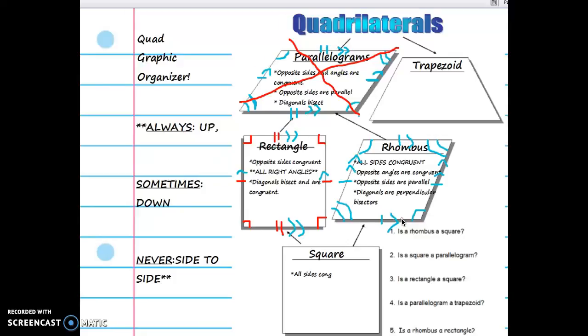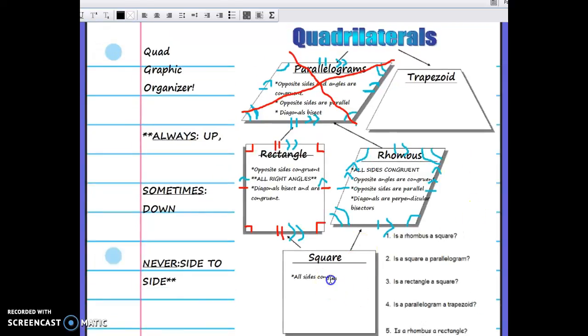Okay, square. So all sides are congruent. We have 4 right angles. So say all angles are right. Congruent, perpendicular bisectors. And opposite sides are parallel.